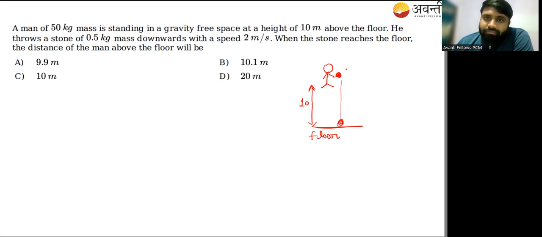And the stone has a mass of 0.5 kg, and the man has a mass of 50 kg. So when the stone reaches the ground, how much distance this man would cover, that we need to calculate. It has been thrown with a speed of 2 meters per second. Obviously, the distance covered by the stone is 10 meters only, because initially it is 10 meters high.